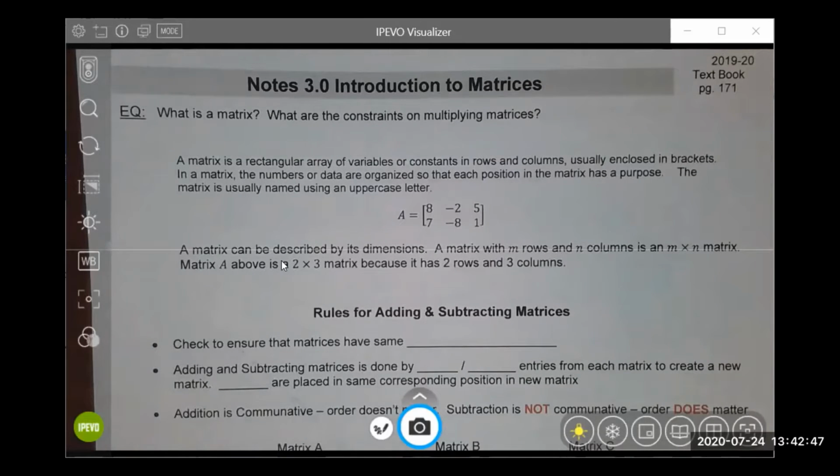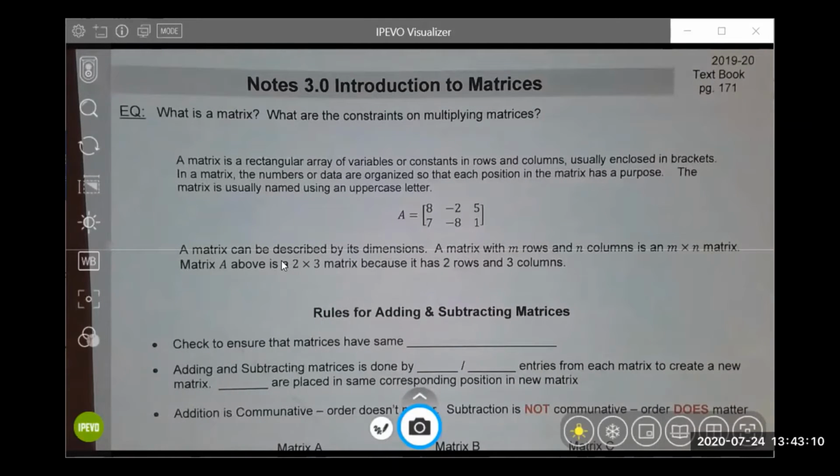Good afternoon. Today we are going to do a quick introduction to matrices. You'll do a lot more with matrices in pre-cal. This is probably the only time in this unit that we will use matrices in Algebra 2. There are some really cool things you can do with them. They are fantastic at solving systems of equations.